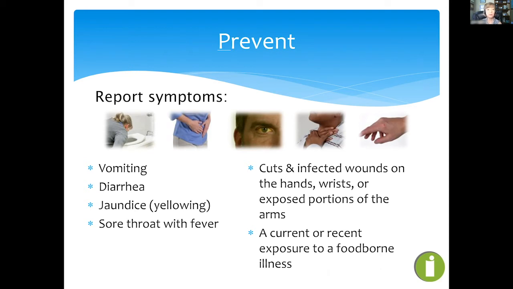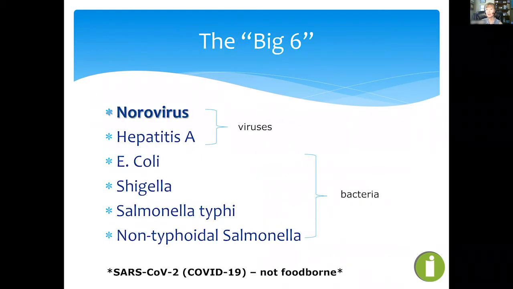So what do we report? Vomiting, diarrhea, jaundice, which is a yellowing of the skin, sore throat with fever, any kind of cuts or infected wounds on our hands, wrists, or upper parts of our arms. And if you have a diagnosis of foodborne illness, or you have been exposed to someone or an organization that has a foodborne illness outbreak, then those are the things that we need to report to our manager. And then the manager needs to make sure that they respond appropriately.